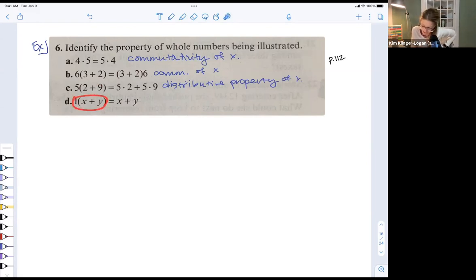And now D looks again very similar. I have a similar left side here with some whole number times x plus y. But on the right, what we're really using is the fact that this whole number is 1. And so this is the identity property, since what happened was I got the same thing, that x plus y as was multiplied by 1 in my solution.